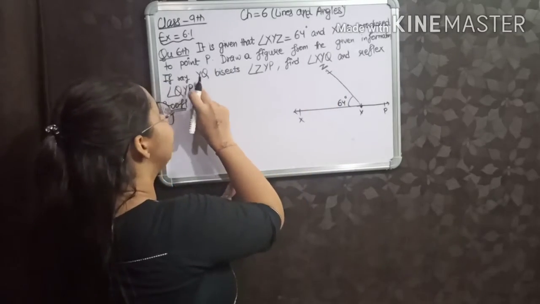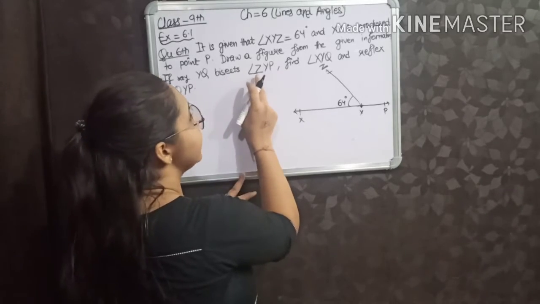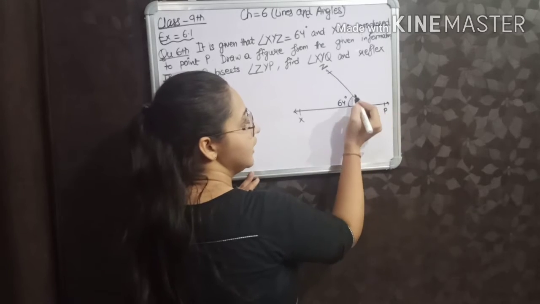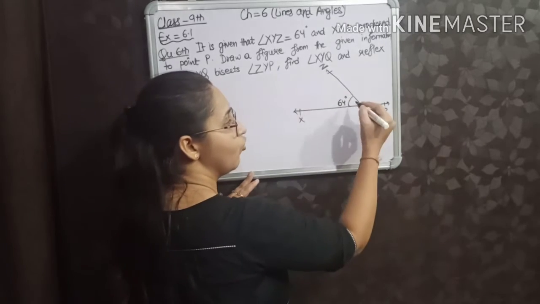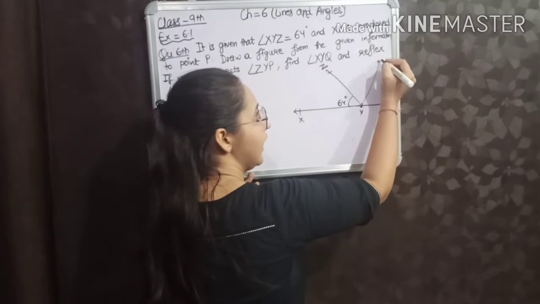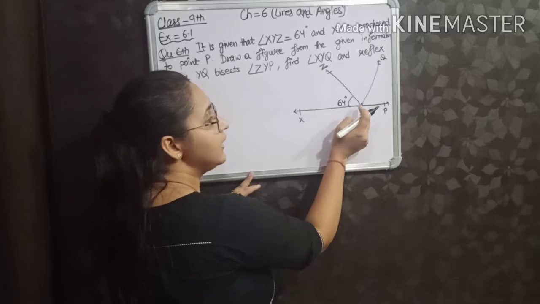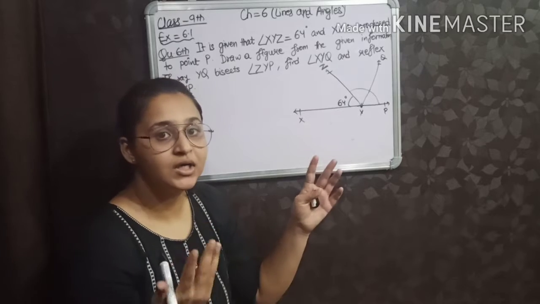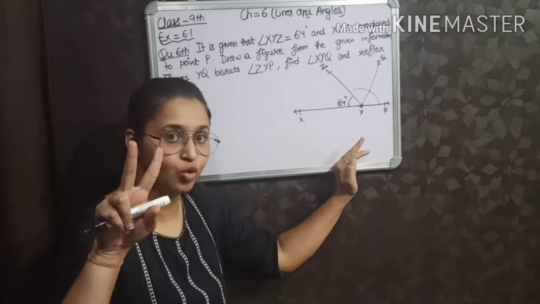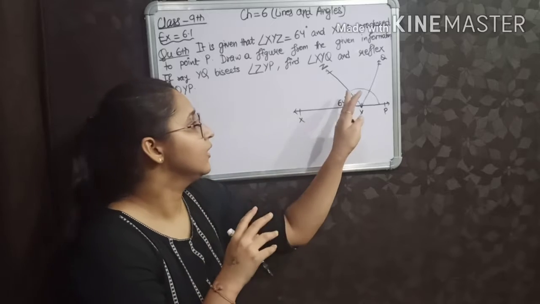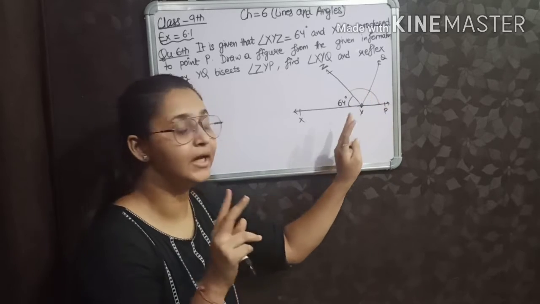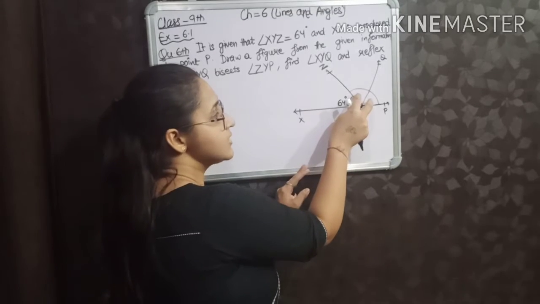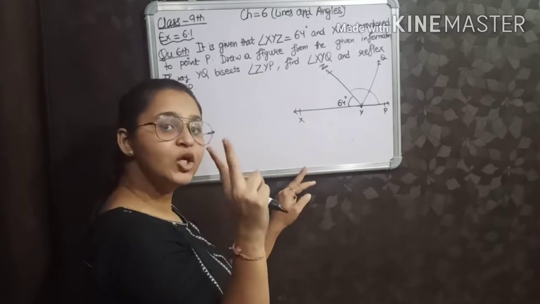Draw a figure, and if ray YQ bisects angle ZYP, where is angle ZYP? This is angle ZYP, and ray YQ. We can take the ray as this. This is YQ, and this ray is bisecting this complete angle. And what does this mean? Bisecting means bi means two, so bisect means it is dividing this complete angle into two equal angles.